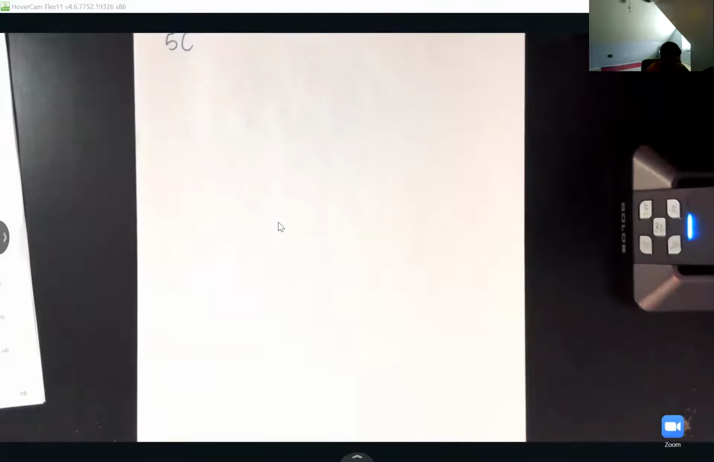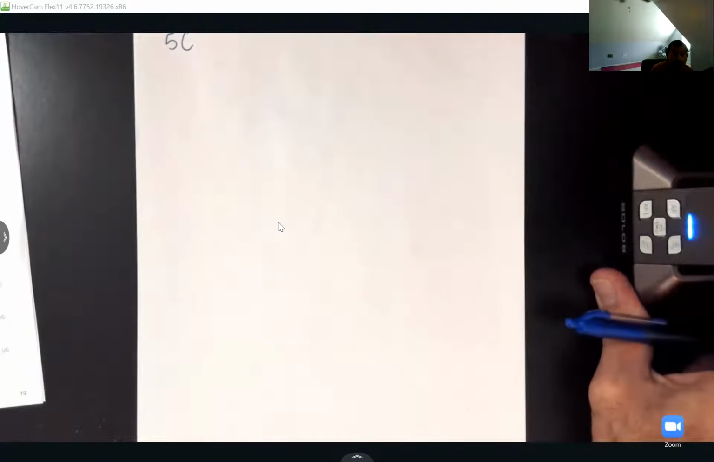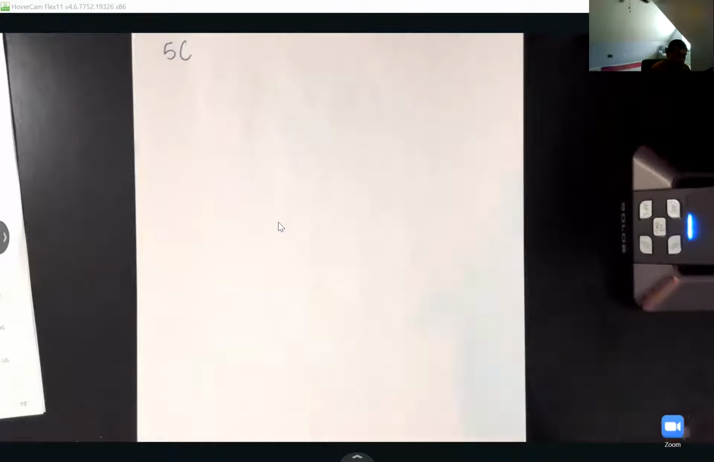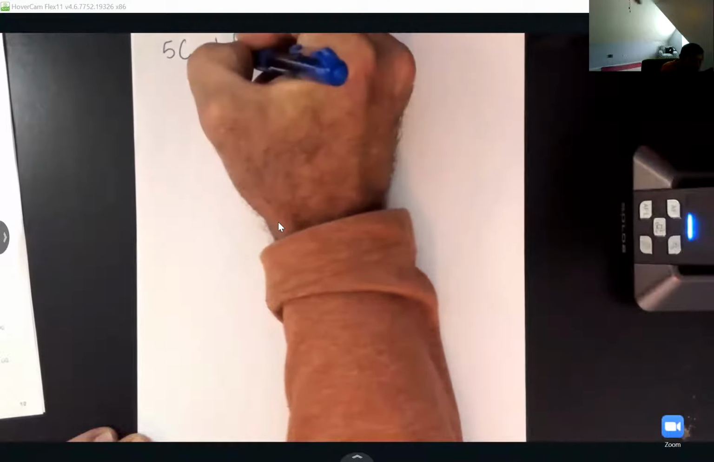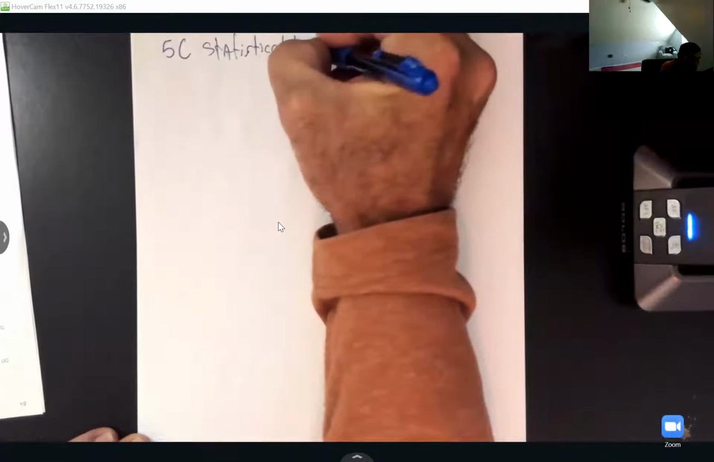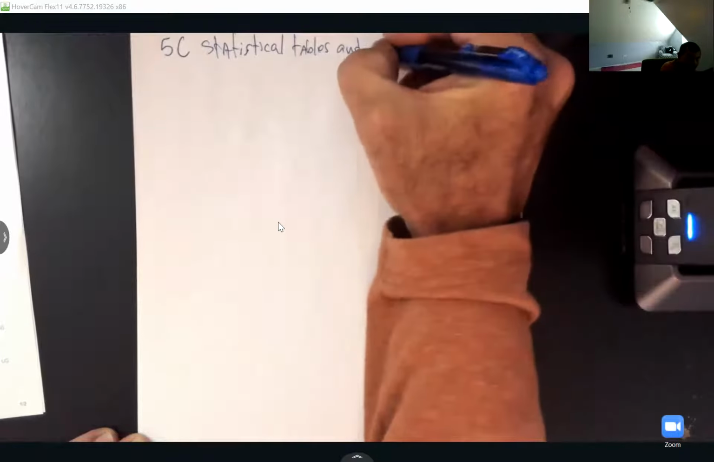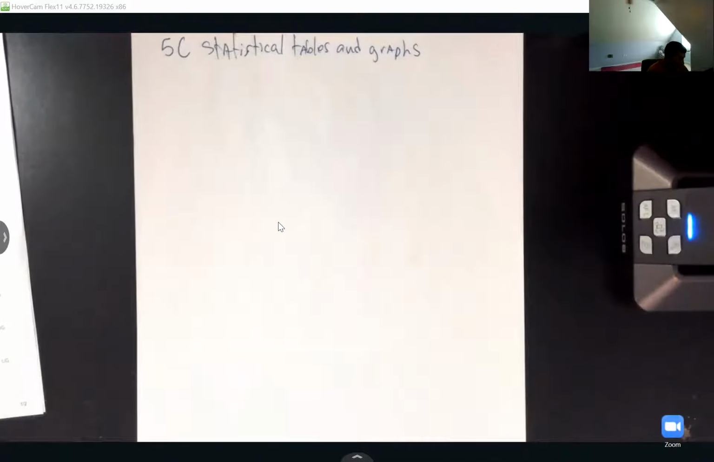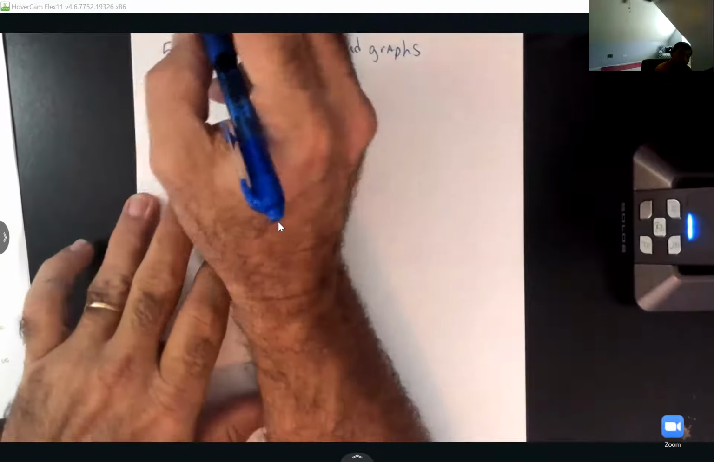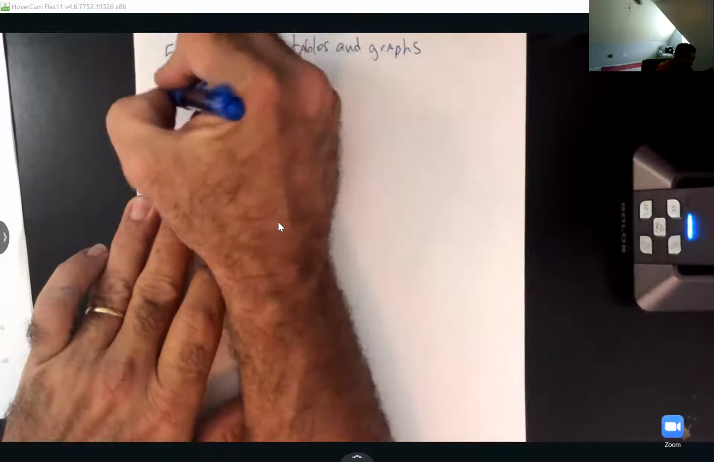Hey, also, this is 5C. And this deals with statistical tables and graphs. So let me move that up just a little. All right, so statistical tables and graphs. All right, so first we're going to look at what we call data types and binning.